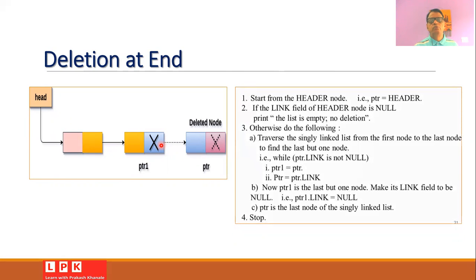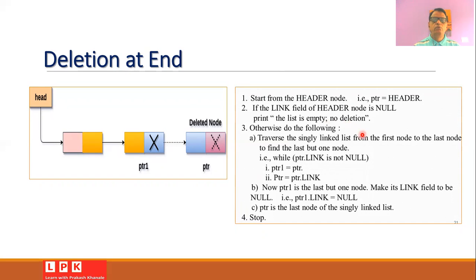Now this can be achieved by using the steps as shown in this window. Suppose we'll start from the header node or head node and we will set the pointer equal to head or header. And then we will check if the link field of the header is null. That is, we will check whether the linked list is already empty or not. If the linked list is already empty, then we will exit the algorithm.